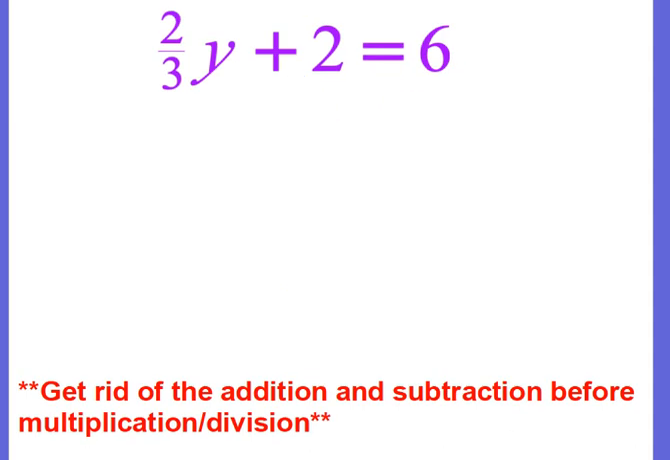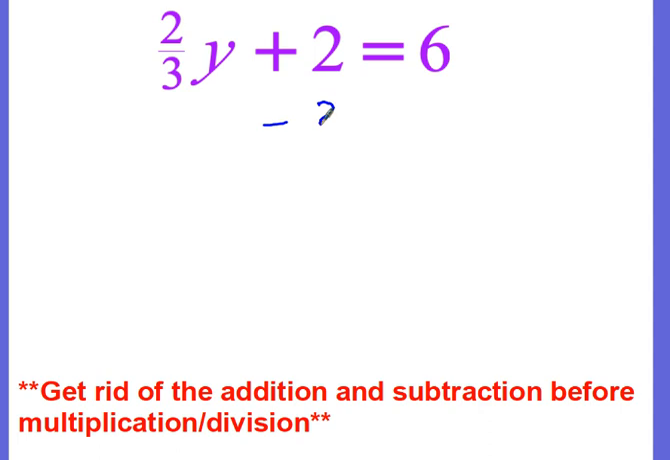Now the last type of problem that you're going to see is a two-step equation, but now if we look, my coefficient is a fraction. And some people say, oh no, what do we do? But it's really simple. The first thing we still do, this doesn't change anything, is I have a value being multiplied by y, and I'm adding 2, and it should equal 6. So I still want to get rid of my addition and subtraction first, so I need to get rid of this plus 2 right here.